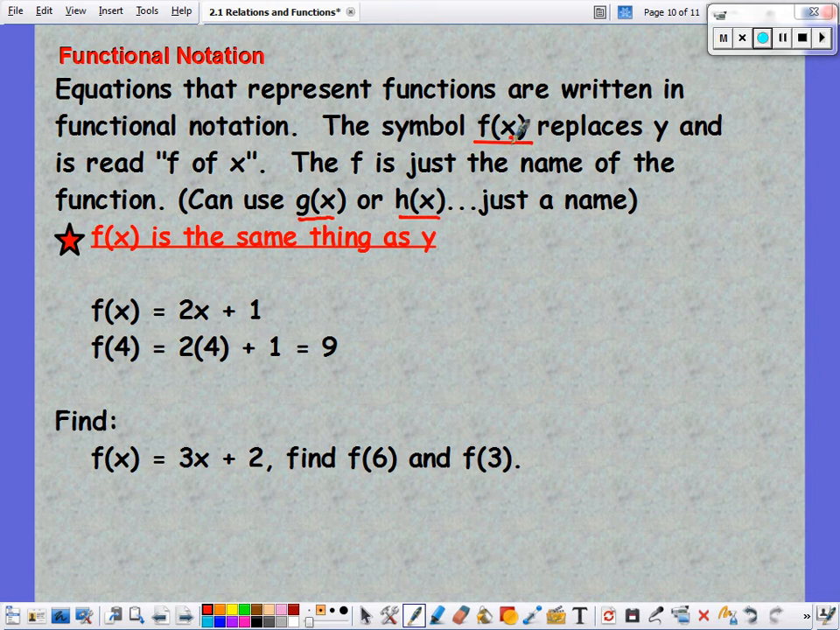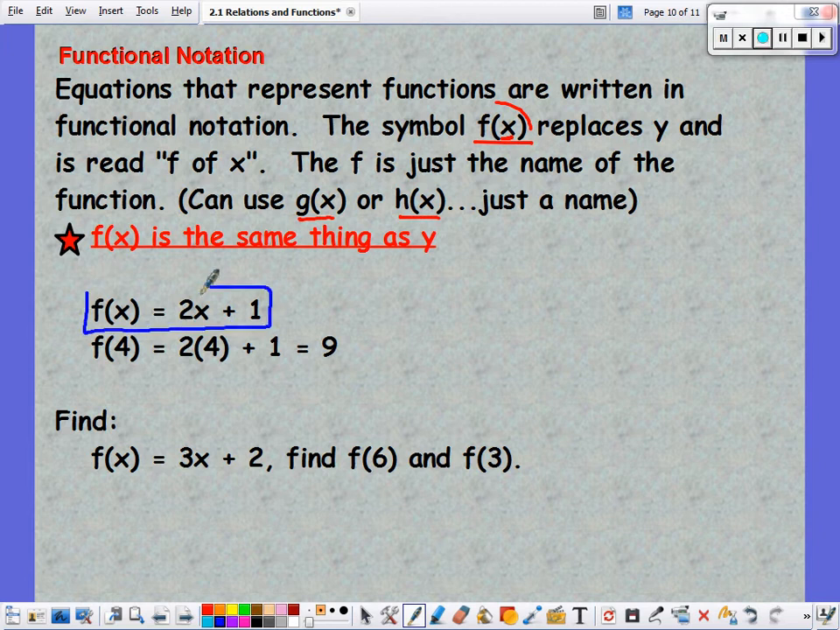So this is the domain, that's why there's an x there. And the result is the y. So what we want to remember is f of x is the same thing as y. So when I say what's f of 2, what I'm saying is what is the y value when x is 2? Let's go ahead and take a look at some functional notation right here.